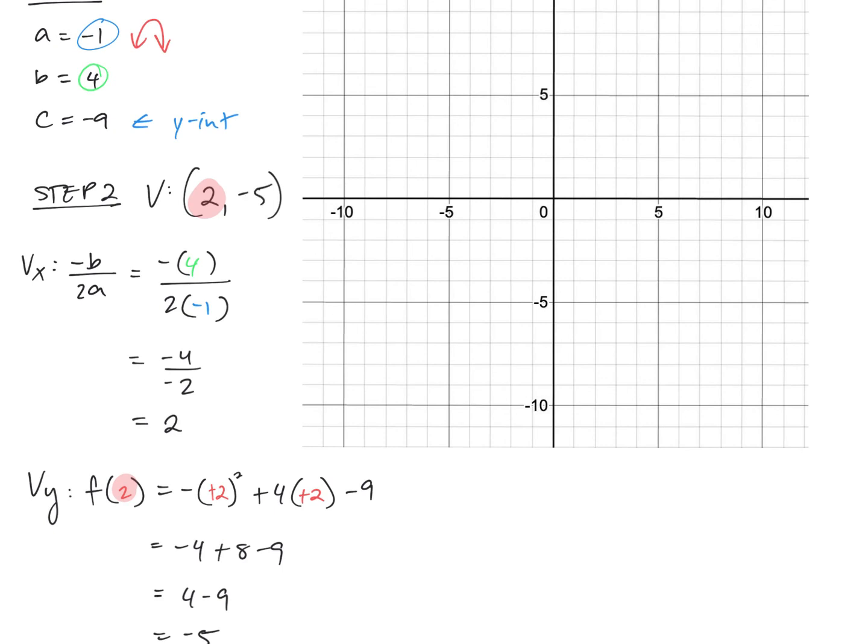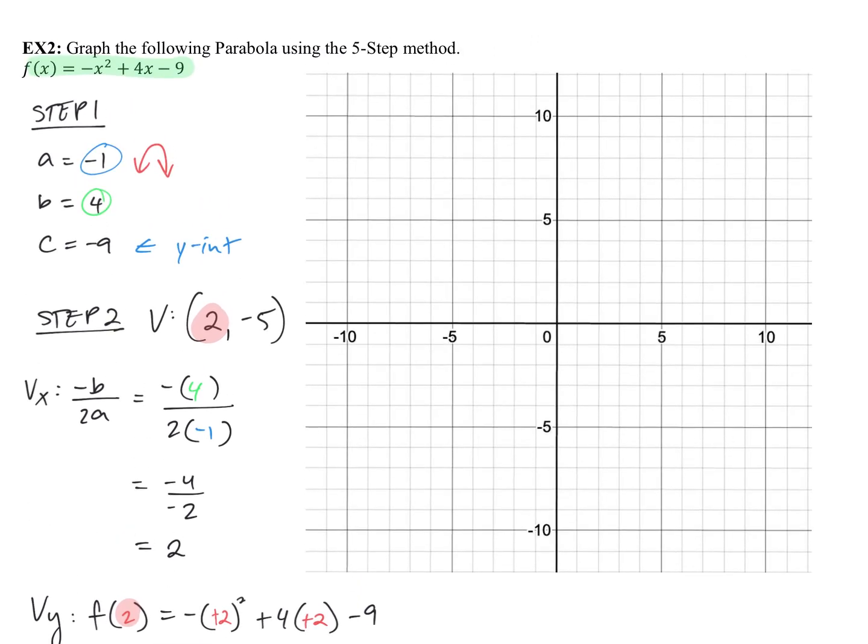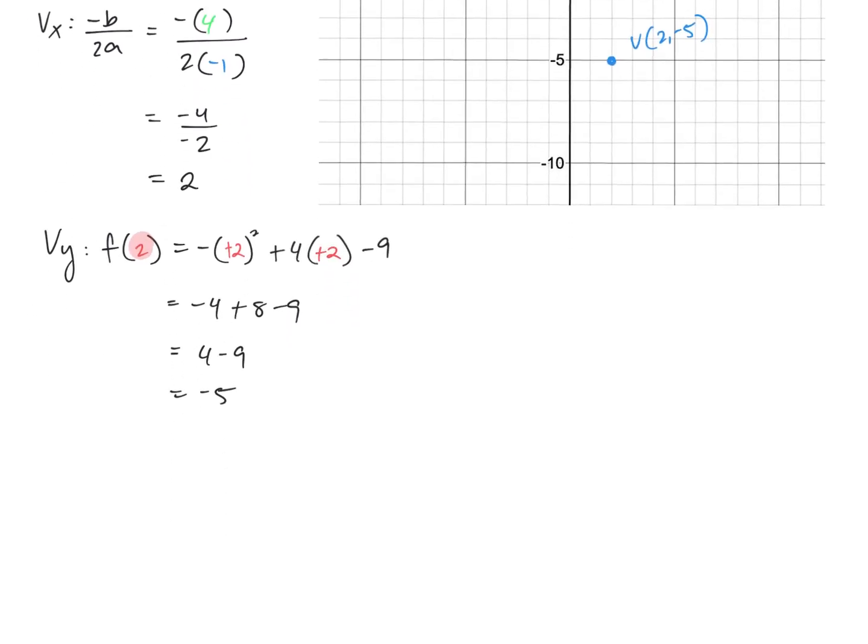And let's go ahead and graph that at -5. I'll graph this one in, what color do you think I'm going to pick? I'm going to go with blue again, my favorite color. Alright, so 2, -5. Vertex 2, -5. Now, let's see, my intercepts.